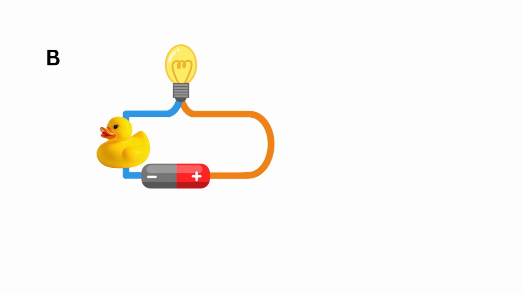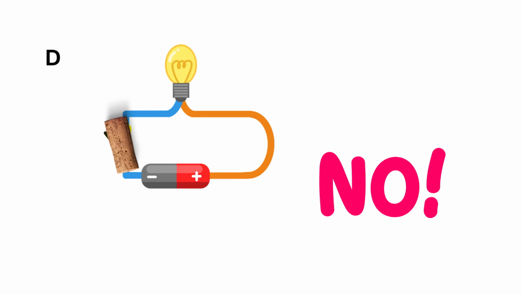Number B. The circuit connects with the toy deck. The toy deck is plastic and it is an electrical insulator, so the lamp will not light up. Number C. The circuit connects with the cup and the cup is made from ceramic and it is an electrical insulator, so the lamp will not light up. D. The circuit connects with the cork and the cork is made from oak and it is an electrical insulator, so the light will not light up.